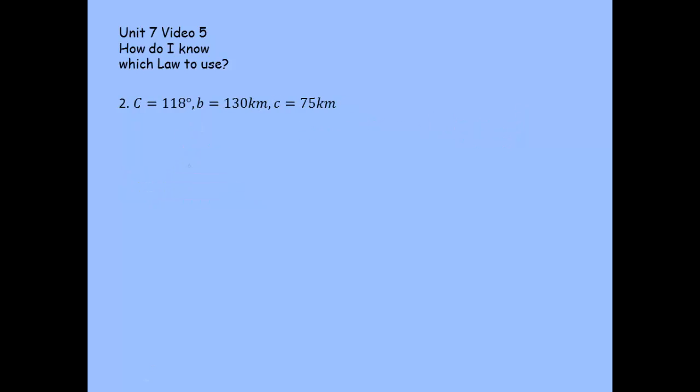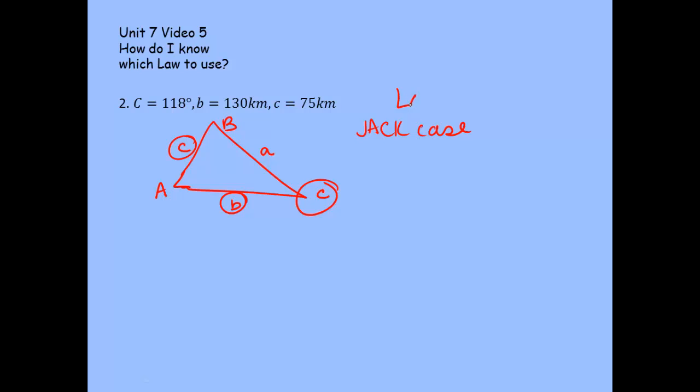Okay, the second example, draw your picture. So A, B, C, and I've got a little B and a little C going on. So I've got angle C, little c, also using the law of sines. And I would be checking again for the ambiguous case because I do not have an included angle.